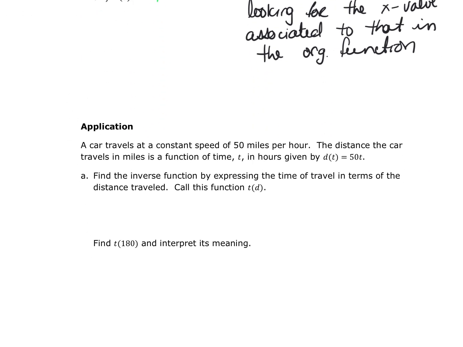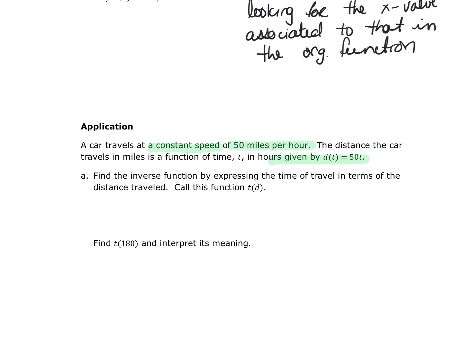Okay, here's an application. A car travels at a constant speed of 50 miles per hour. Ooh, this looks like modeling. Constant's important, 50 miles per hour. So we know that what we're talking about is a slope, because we have a rate here. We have something per hour. We have a rate.